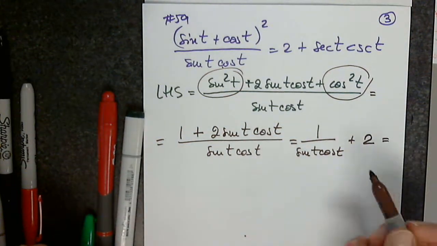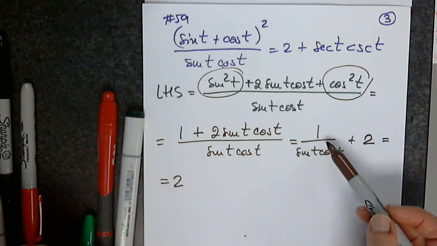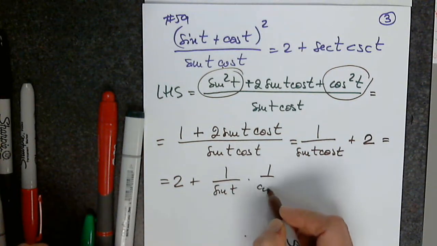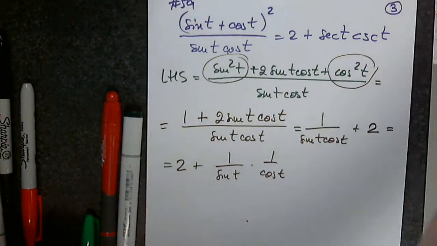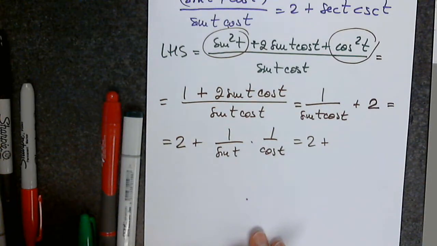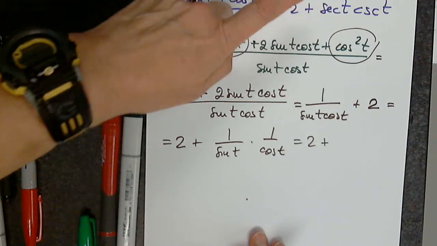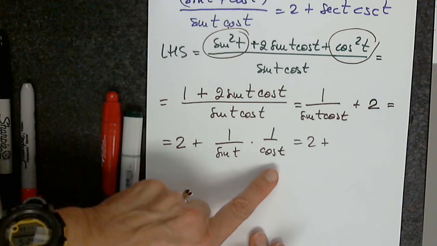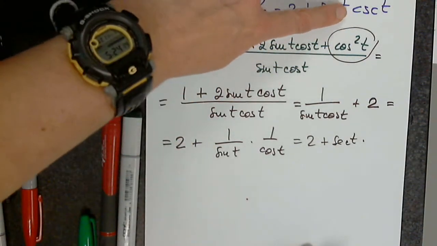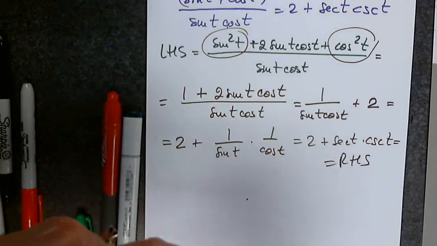Equals. Now look here. I got the 2. And I can split 1 over sine t cosine t into 1 over sine t times 1 over cosine t. That will tell me exactly what I need to do next. What is 1 over cosine t? It is secant. And what is 1 over sine t? Cosecant. So that equals the right-hand side.